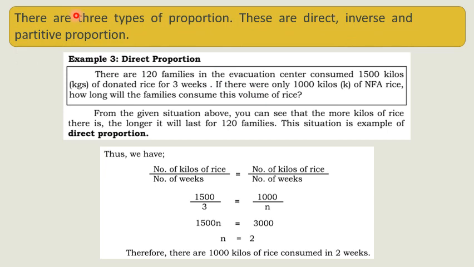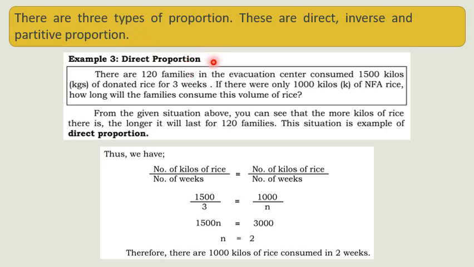Then, meron tayong tinatawag na tatlong uri ng proportion. So, meron tayong direct proportion, inverse proportion, and partitive proportion. Pag direct proportion po, ito po ay yung katulad kanina, yung pagsasolve natin kanina, ganun lang po siya.